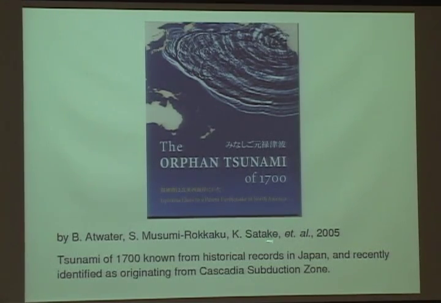And Brian Atwater, who's at University of Washington and works for the USGS there, and several of his colleagues, mostly in Japan, pieced together evidence and looked at some of the geological remains of tsunamis on the West Coast and deduced that this particular tsunami had originated from the Cascadia subduction zone.